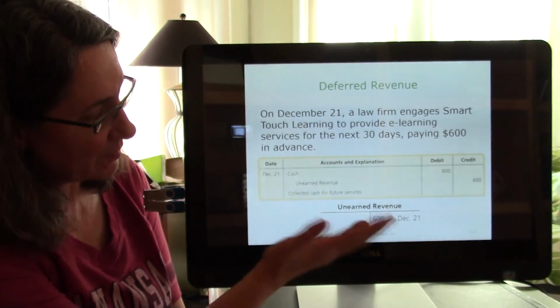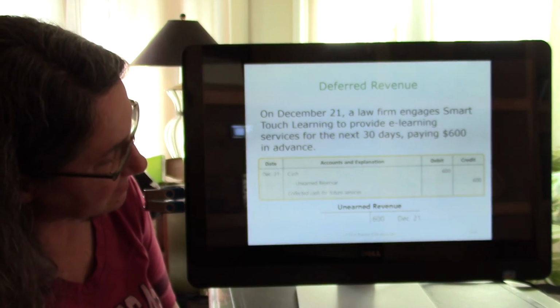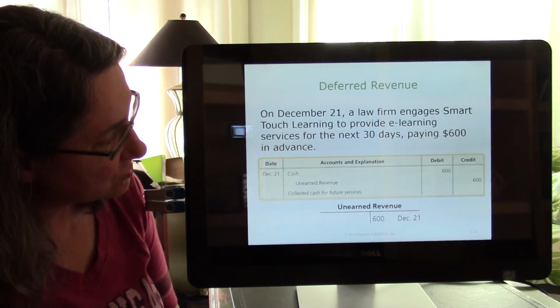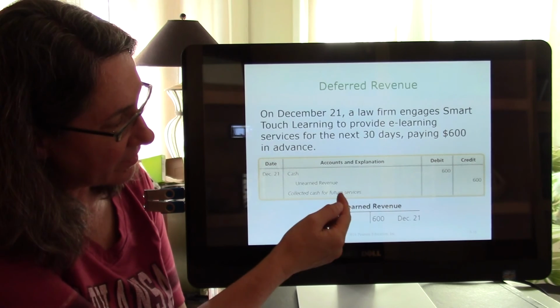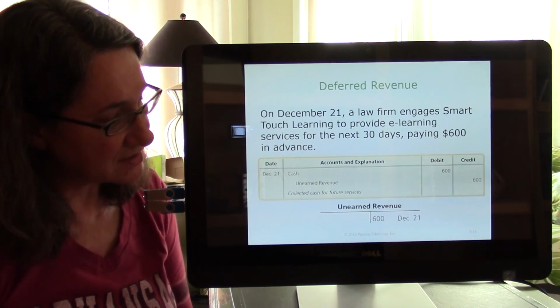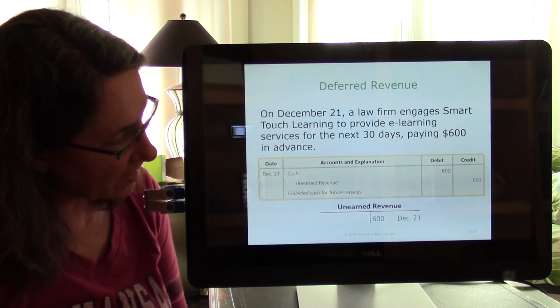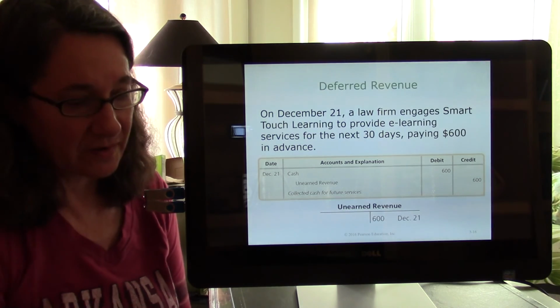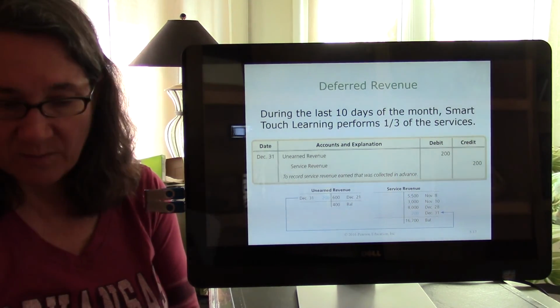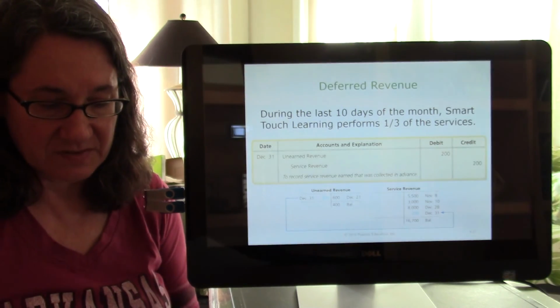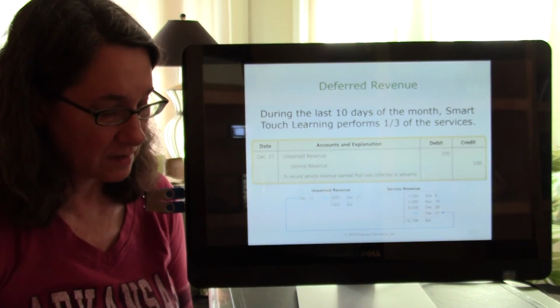So here's an example. Collected cash for future services. So cash debit, increase that asset. Unearned revenue credit, increase that liability. So now you've got a liability on the books. Well, hopefully at some point you're going to do the service, right?